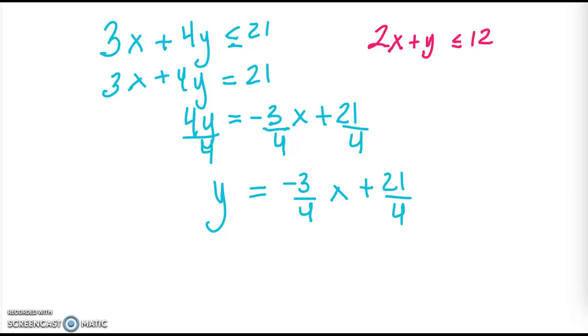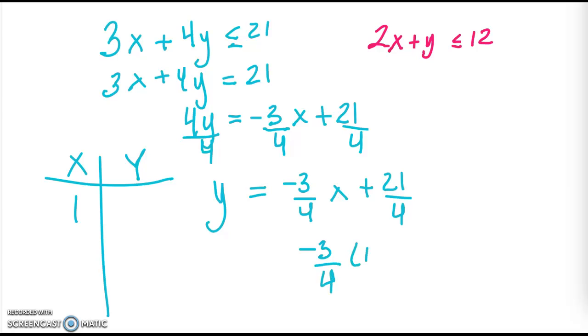Now this makes it a little bit harder to graph. So we want to plug in values here. When we have a y-intercept that is not on a grid mark, what we could do is instead pick some x values and then get a y answer. So let's see. If I pick 1 for x, that'll be negative 3 over 4 times 1 plus 21 over 4. And that gives me 18 over 4.